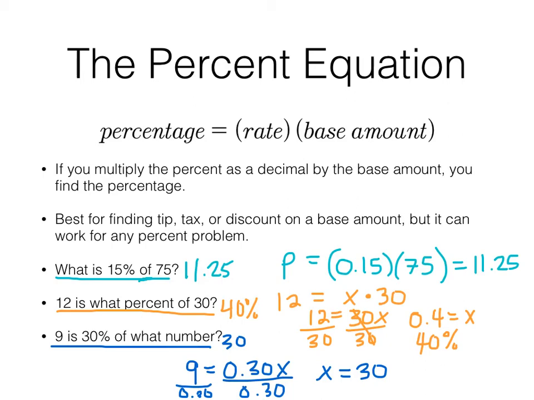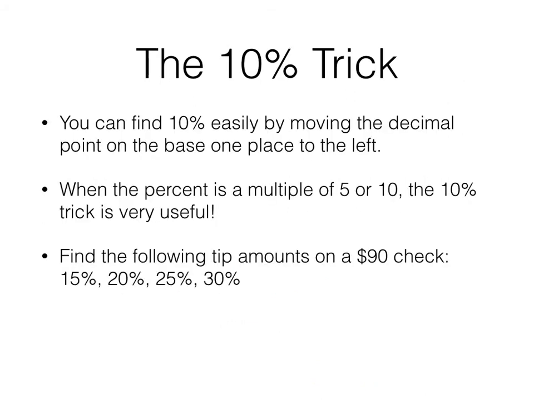Let's go on. The 10% trick. You can find 10% easily by moving the decimal point on the base one place to the left. This is super useful when your percent is a multiple of 5 or 10. The 10% trick is super useful for that. So let's pretend we have a $90 restaurant check. So we must have gone out with a whole bunch of people to eat. Hopefully we're not paying that all by ourselves. But say that we want to look at our options here of a 15, 20, 25, and 30% tip.